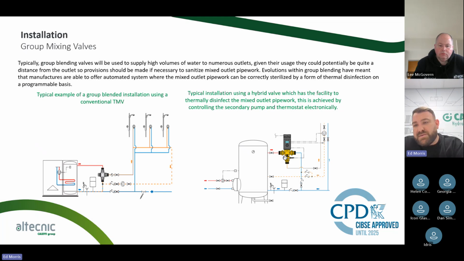If you've got a building which has the potential to be running for 24 hours a day, it's probably not the product that you need, because you could potentially send scalding temperatures around. But if you've got buildings that shut down overnight, or somewhere you need to pasteurize the pipework and there's not going to be an outlet used, you can use things like a hybrid mixing valve to thermally pasteurize your system with electronic control linked to the BMS.